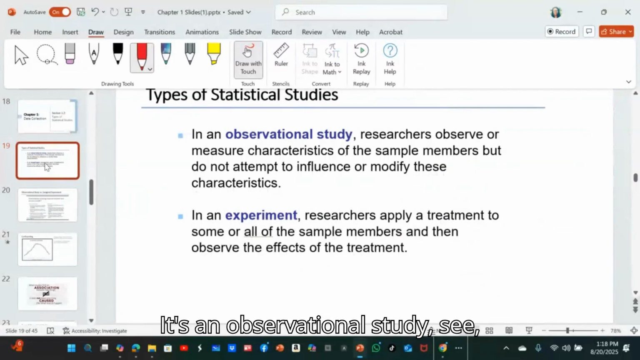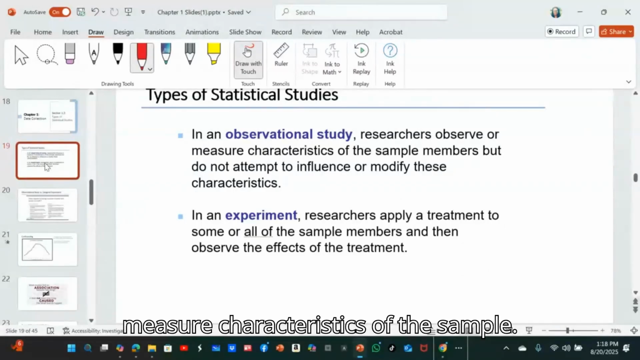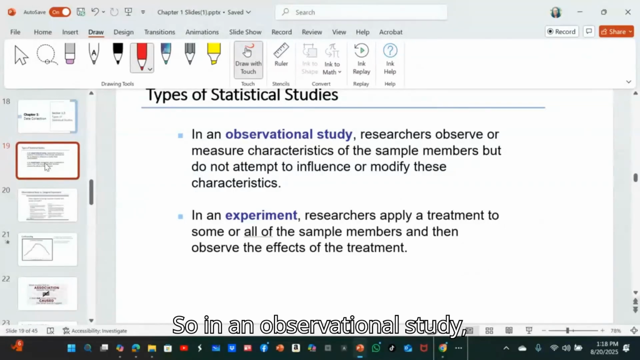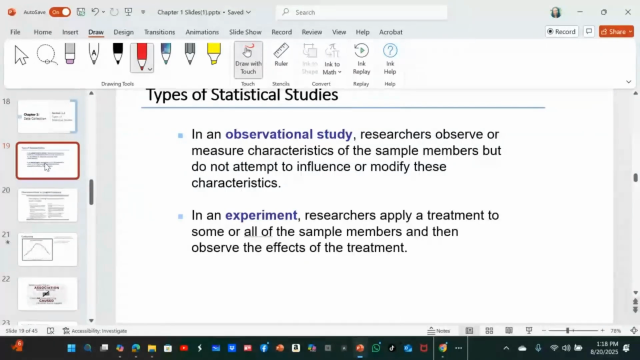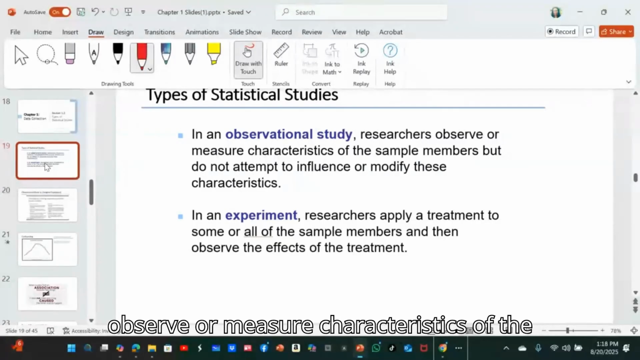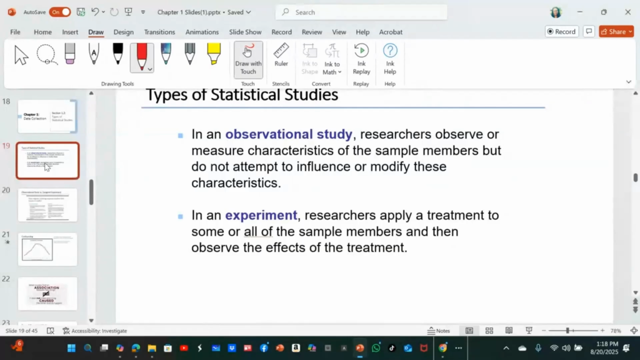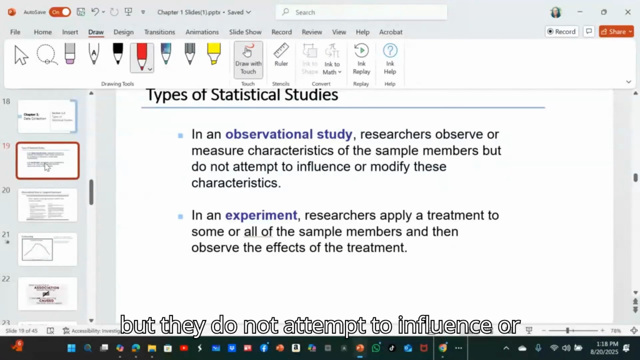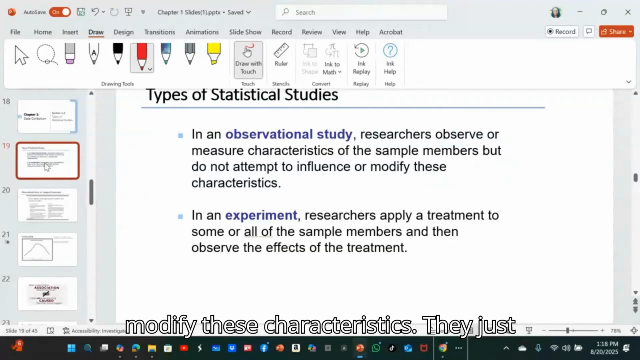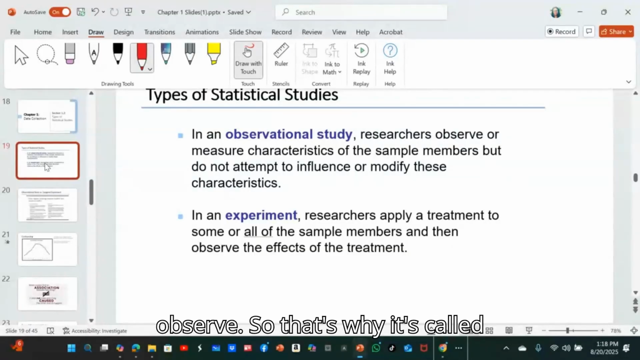It's an observational study. Researchers observe or measure characteristics of the sample. So in an observational study, researchers, statisticians, observe or measure characteristics of the sample members, but they do not attempt to influence or modify these characteristics. They just observe. That's why it's called observational.